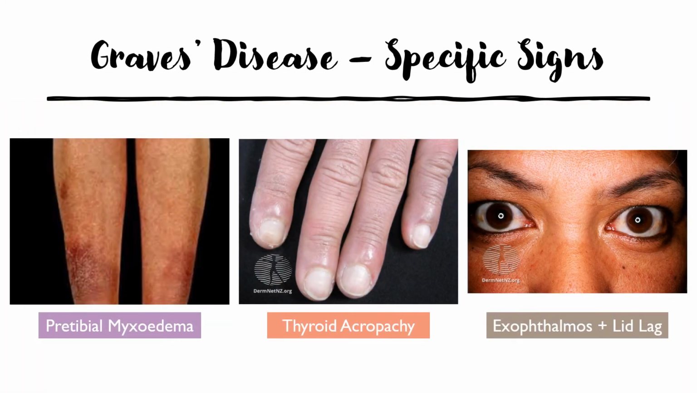There might also be some signs specific to Graves' disease. So for example, from the image on the left, you can see pretibial myxedema, which is basically this rashing at the front of the legs. And this occurs due to the presence of autoantibodies, which we discussed earlier.